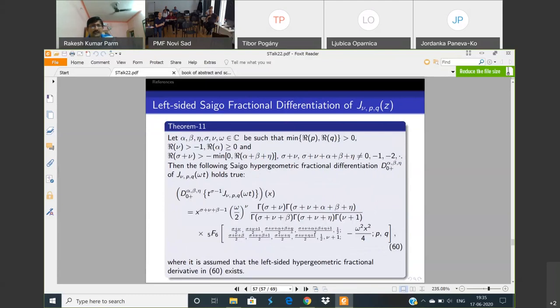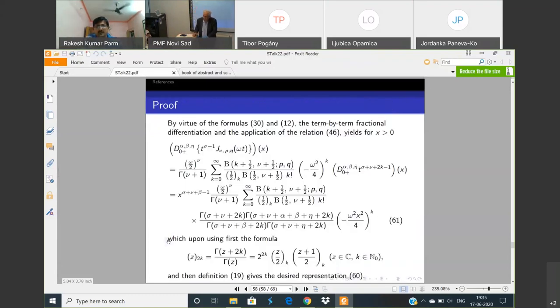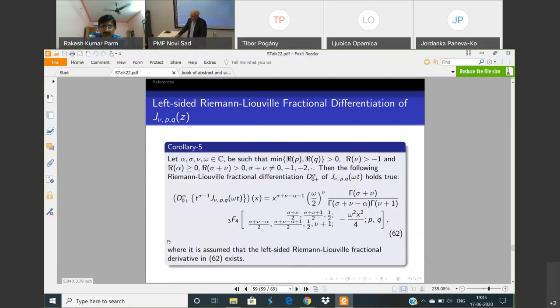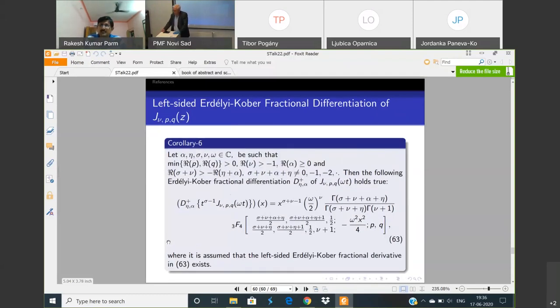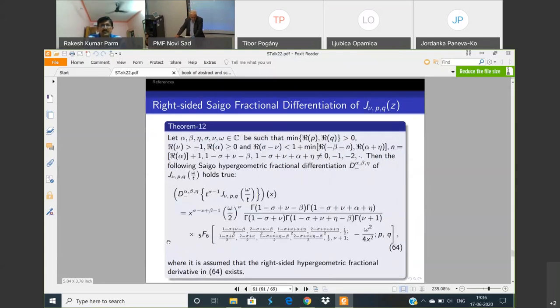Now we evaluate the left-sided Saigo fractional differentiation formulas for the modified Bessel functions. A similar result for the Saigo hypergeometric fractional differentiation is given by equation number 60. The proof is similar to the left-sided case. If we put beta equal to minus alpha, these results reduce to the Riemann-Liouville fractional differentiation, presented here by 62. And if we put beta equal to 0, the results reduce to the left-sided Erdélyi-Kober fractional differentiation.